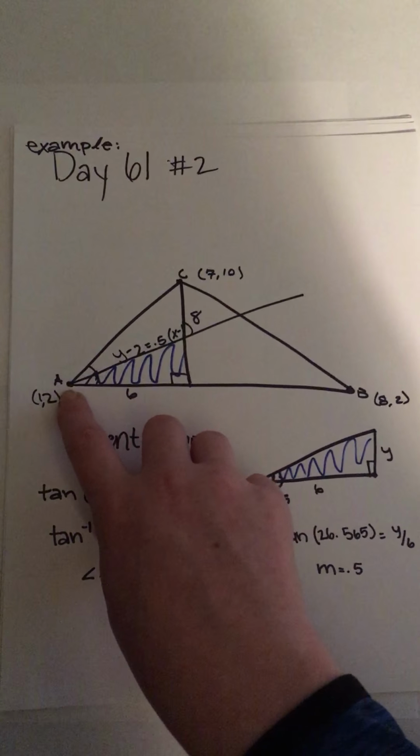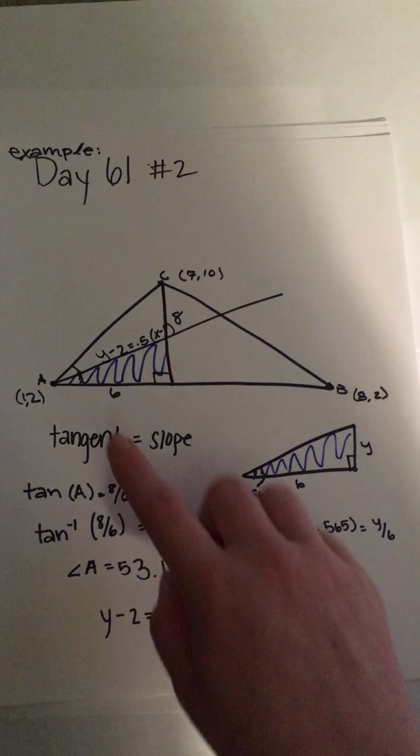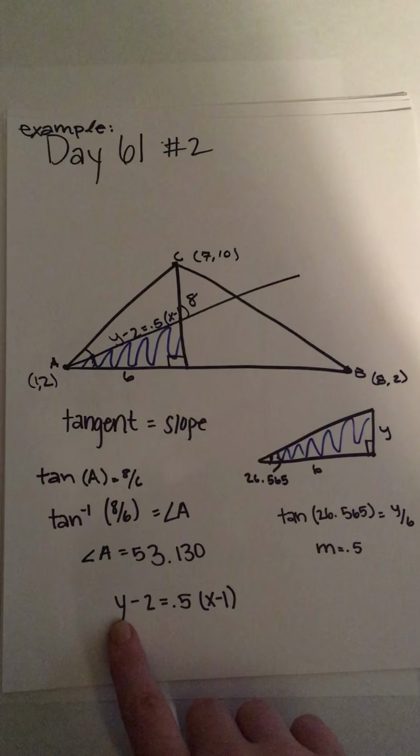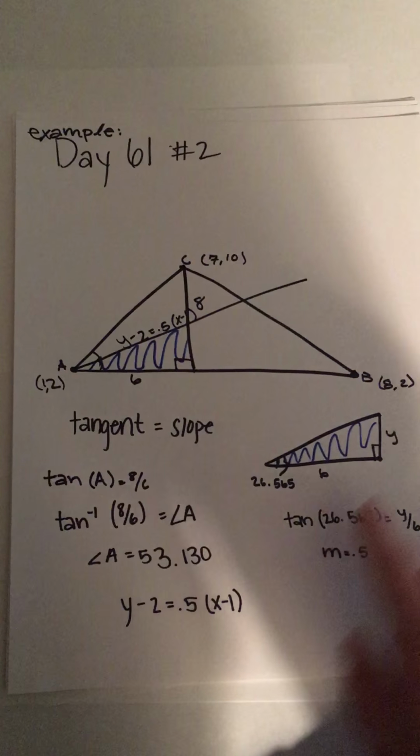And then you can use point A, and you can write out the slope and the point. Using point slope form, you have the equation of the line. So y minus 2 equals 0.5, parentheses x minus 1.